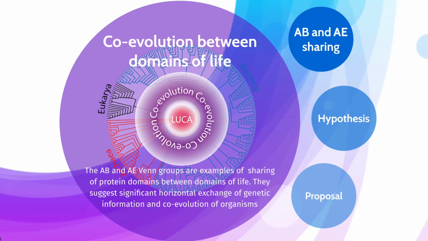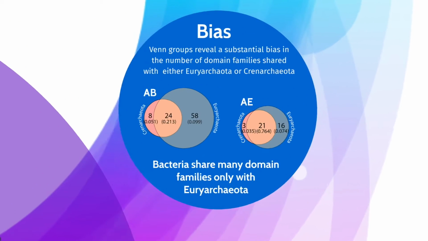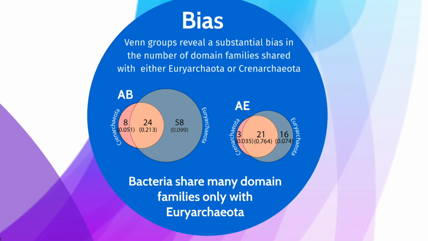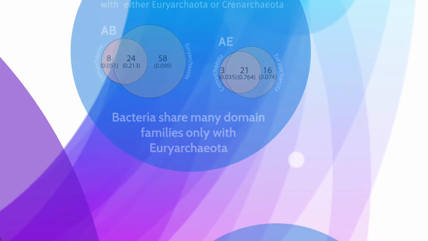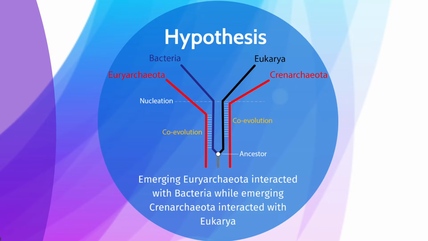The AB and AE Venn groups are examples of sharing of protein domains between domains of life and suggest significant horizontal exchange of genetic information and coevolution of organisms. This sharing of domain families was significantly biased towards one of the 2 main groups of archaeal organisms. Bacteria shared many more domain families with Eukarya. This bias supports the co-evolutionary hypothesis that emerging Eukarya interacted with bacteria while emerging Archaea interacted with Eukarya.